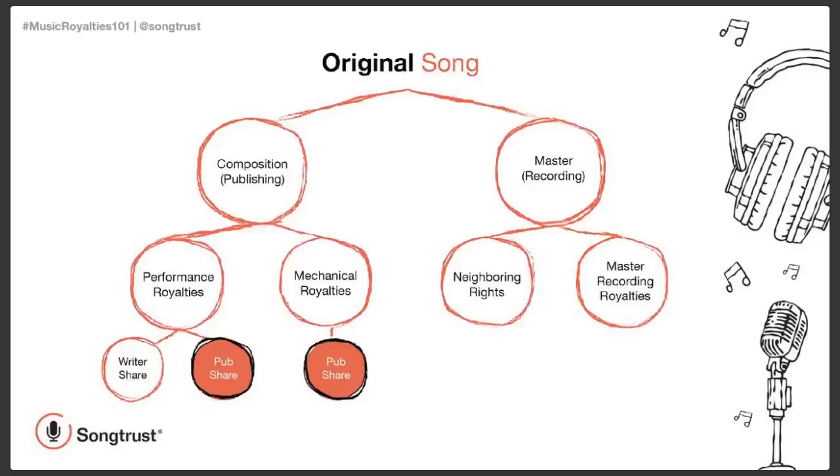And then we have the other side of the song, which is the master recording, and these are collected by distributors and labels, and those are broken down into neighboring rights and master recording royalties. It gets confusing because a lot of times distributors consider the royalties they're paying out to be mechanical royalties. Just a reminder that those are completely separate from the mechanical royalties generated from your composition. So just being with your distributor and collecting those mechanicals is not enough.